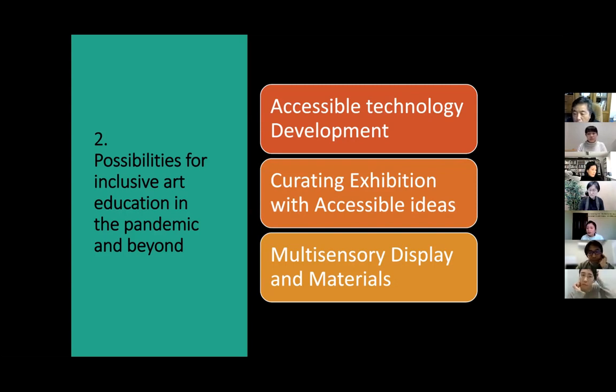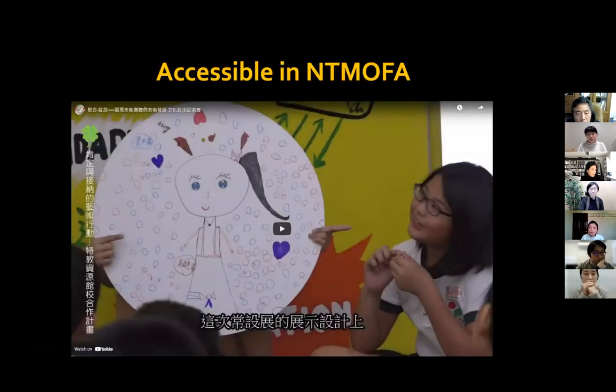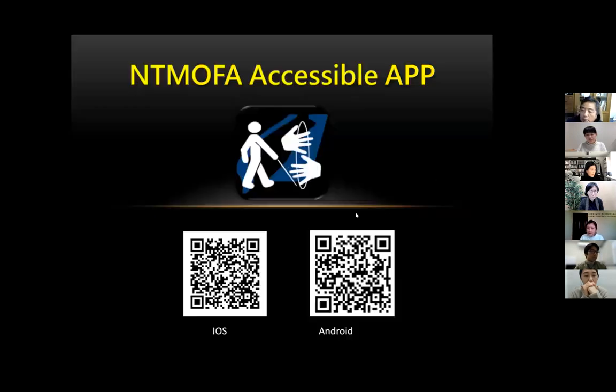And we also offer multi-sensory displays and materials. Here, because of the time limitation, I may skip this video. These videos show what the National Taiwan Museum of Fine Arts has done these years. They're not only for visually impaired visitors, they also serve elderly people, people with special needs, or hearing problems. So we offer many different kinds of service for them.